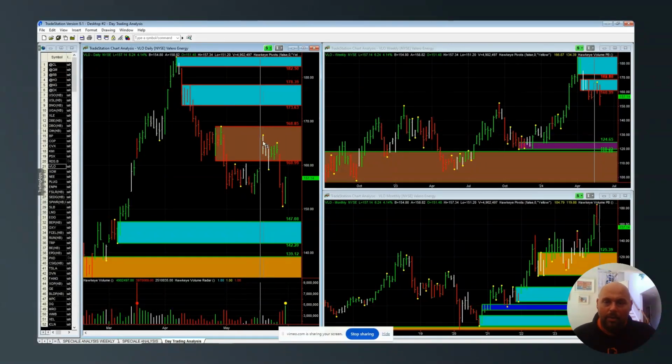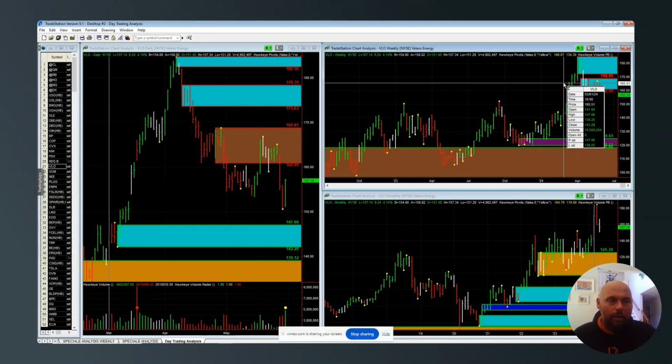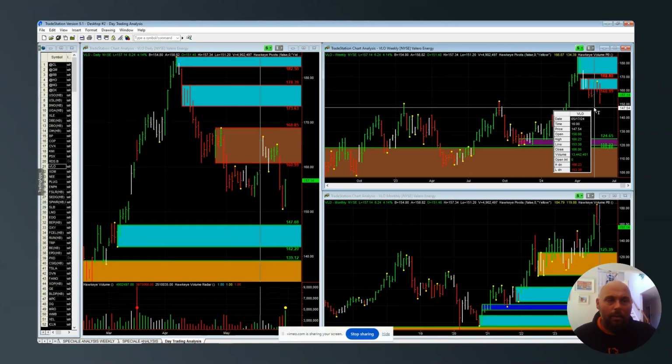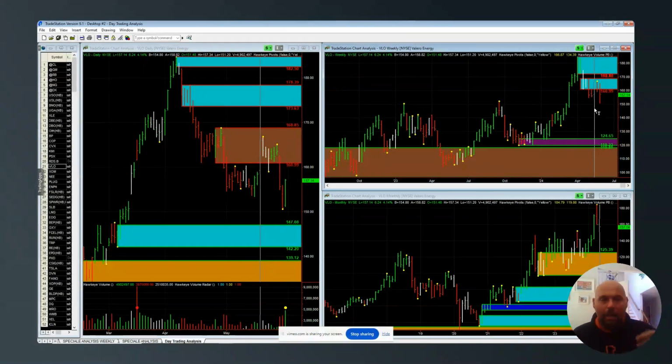Not only did the price action and the volume lead me to believe something, I can look here at the weekly chart and go, oh, I'm in an area of supply or resistance. Well, that gives me something called confluence. What is confluence? Confluence tells me that on multiple time frames, I'm seeing the same thing.